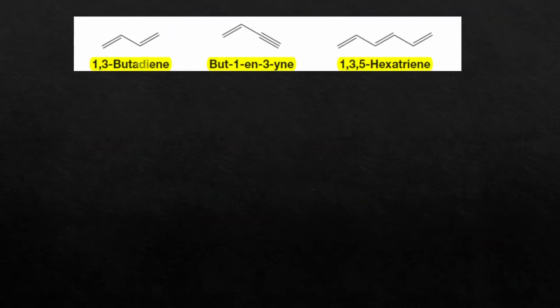Now these are the compounds: 1,3-butadiene, but-1,3-diyne, and 1,3,5-hexatriene. You have to determine the IHD of these compounds. First of all, to determine the IHD, you have to determine the molecular formula of these compounds. You can see that 1,3-butadiene has a molecular formula C4H6. This compound has a molecular formula of C4H4, and this compound has a molecular formula of C6H8.